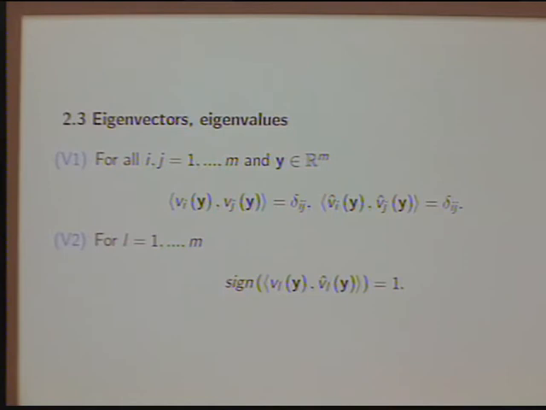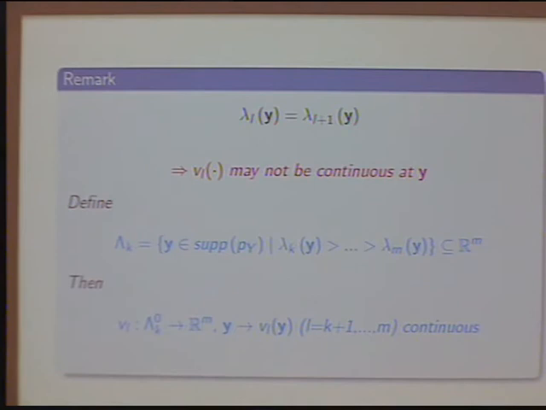Now we go back to ridge estimation. So we need directional derivatives, and we need the eigenvalues. There's just a little remark. We have to assume something about the eigenvalues of the Hessian matrix. They have to be ordered, and you should not have two eigenvalues equal, because the mapping which maps the location to the eigenvector is then not necessarily continuous. That's a little assumption that they are not equal.